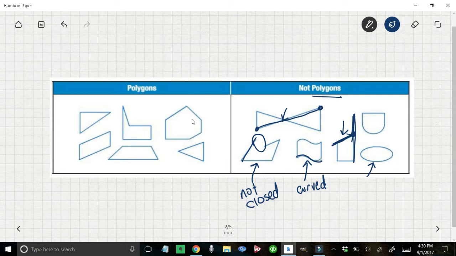All of these are polygons, just different types. So we will be classifying these, so knowing specific names for them. But part of the questions will just say, is it a polygon or is it not a polygon? And explain if it's not a polygon. So you could use things like it's not closed, or it's curved, or it doesn't intersect at the endpoints.